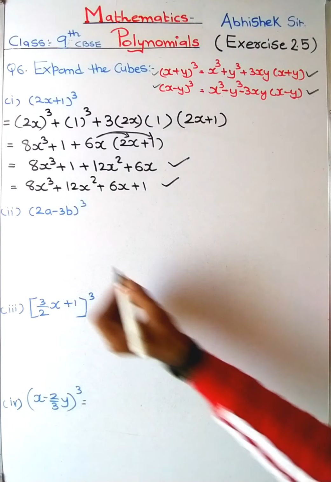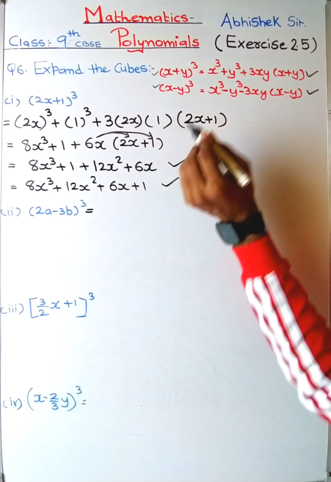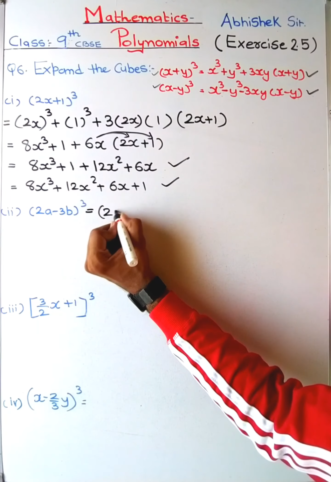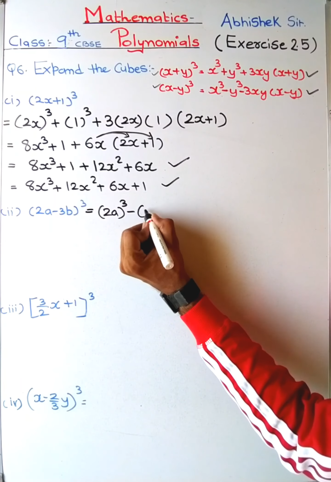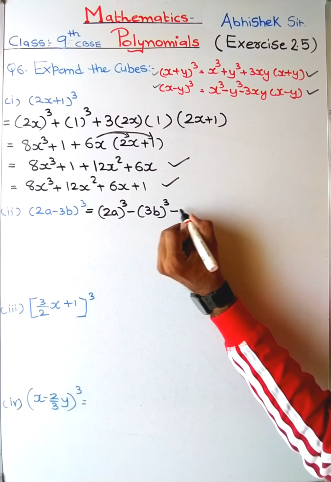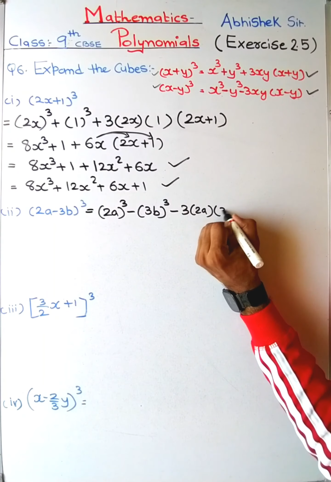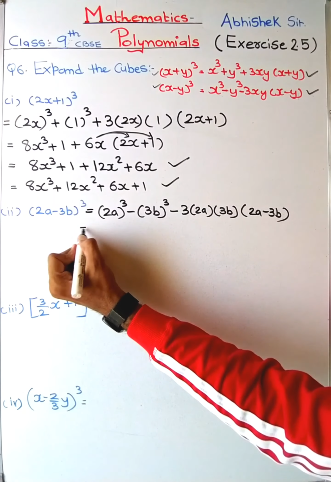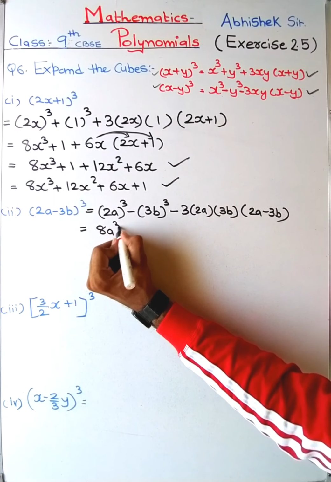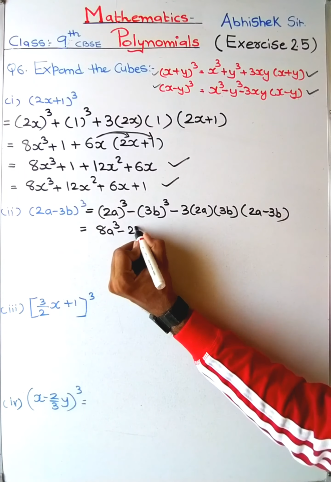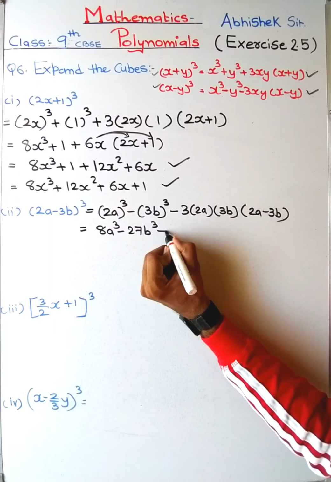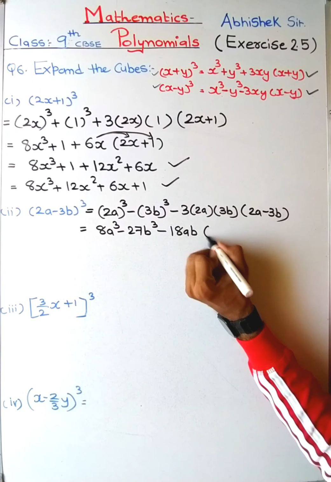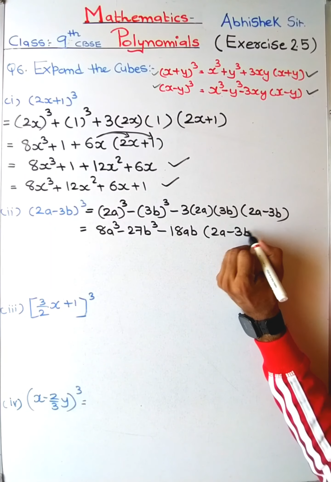Moving on to the second question, again doing the same thing, but right now we'll use x minus y whole cube. So according to the identity, first term cube, second term cube, minus 3 into first term into second term, and repeating the bracket. So what is 2a cube? That is 8a cube minus 27b cube minus 3 2s are 6, 6 3s are 18ab into the bracket 2a minus 3b.